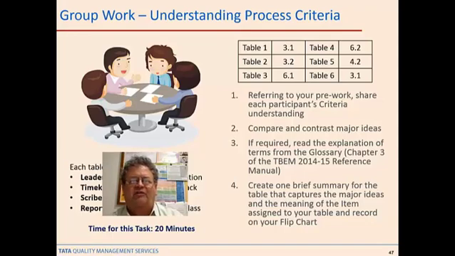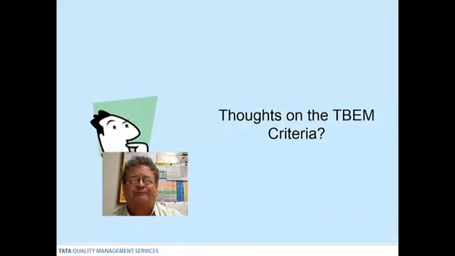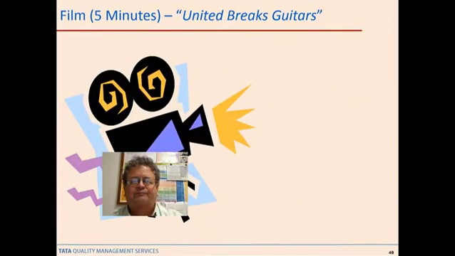So every table gets its table assignment for one of those items. So this is them talking over and discussing what they think the criteria is asking for in whichever item their table has. And then based upon that, we start to do another one of these buzz activities, which is: what are people's thoughts on the TBEM criteria? And then at that point, we go into another film.